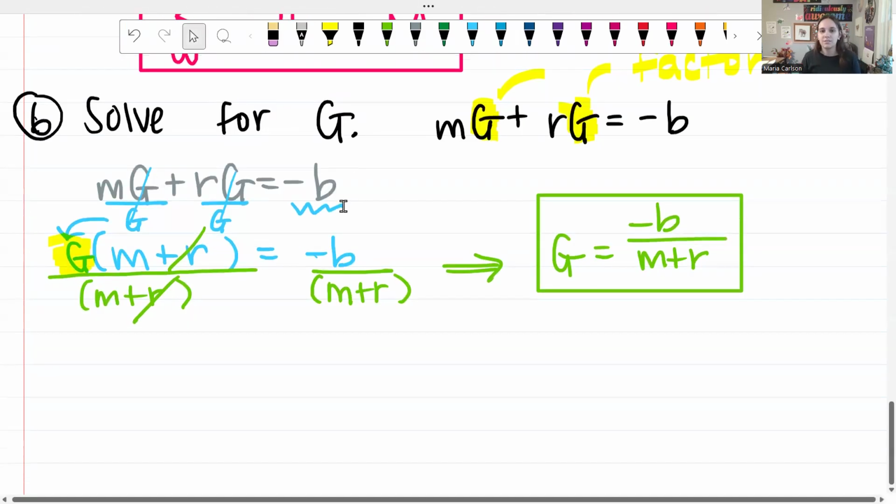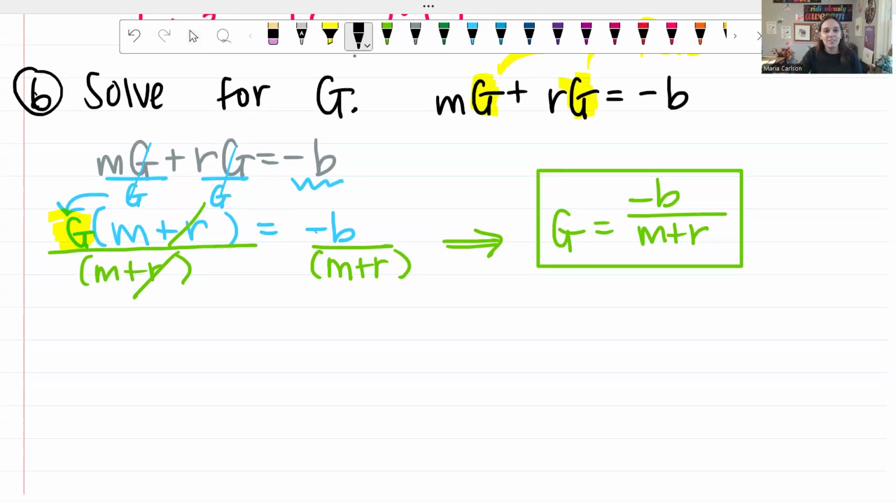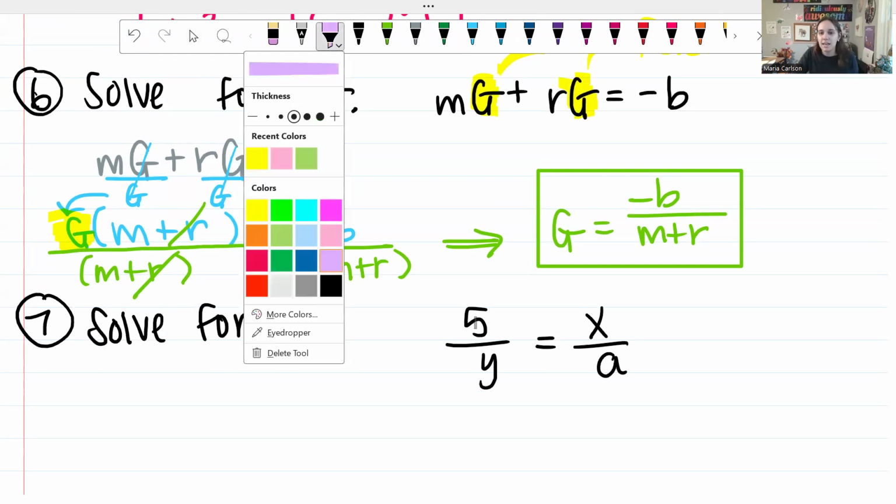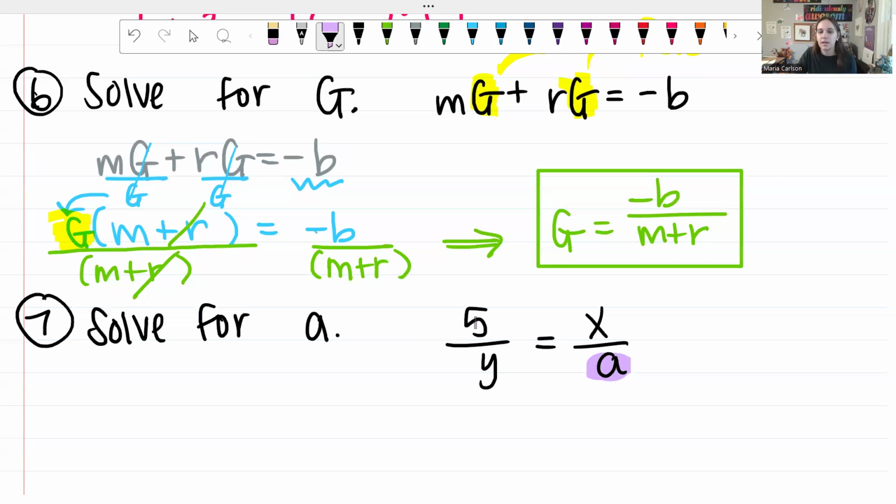All right, I like that one. Number 7 is another good one. So we're going to solve for A. And we have 5 over y is equal to x over a. So when I see this a in the denominator, that hurts my heart. We cannot have a variable in the bottom. So what can we do here?